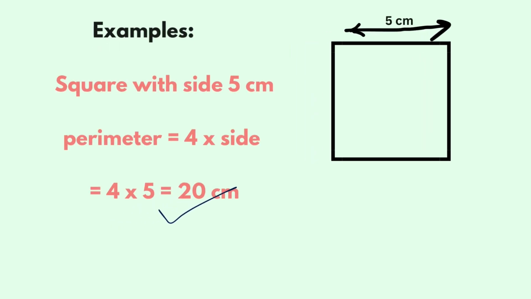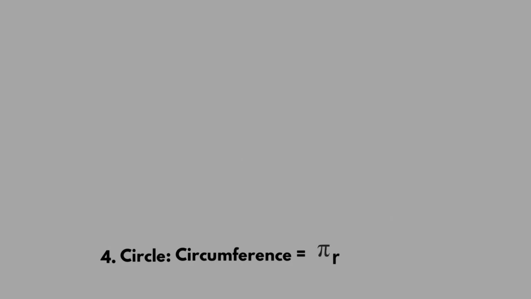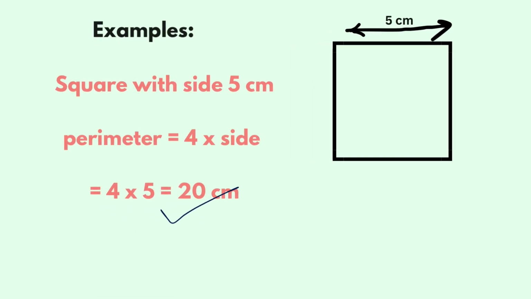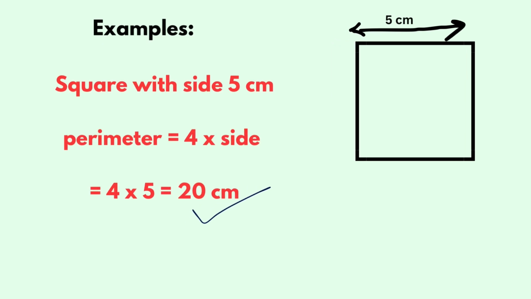We have a square in the first slide, with a side given as 5 centimeters. We have to find out the perimeter. And what is perimeter? 4 multiplied by side. We are given 5 centimeters for each side, and in a square all the sides are the same. So 4 multiplied by 5 gives us 20 centimeters, the perimeter of this square.